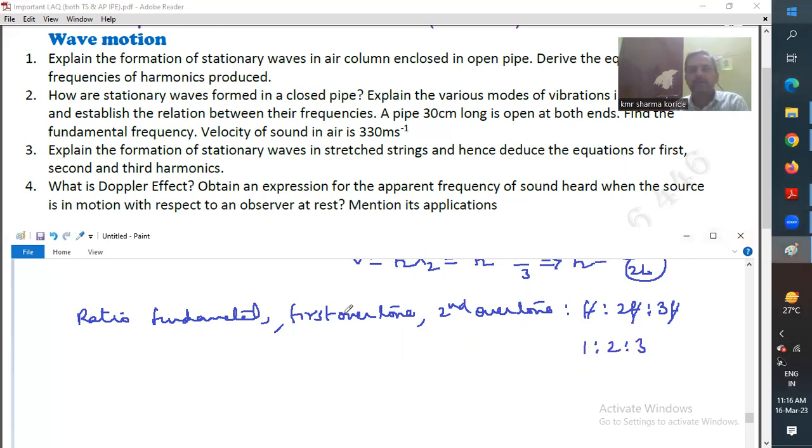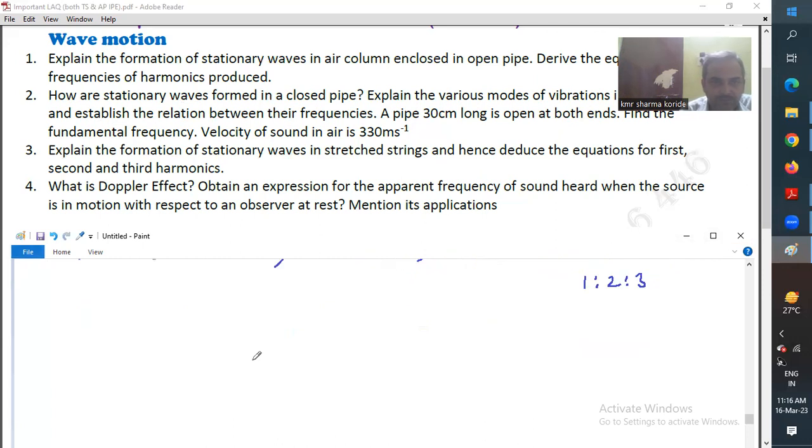Moving to the explanation for the second question. Let me read the question first.